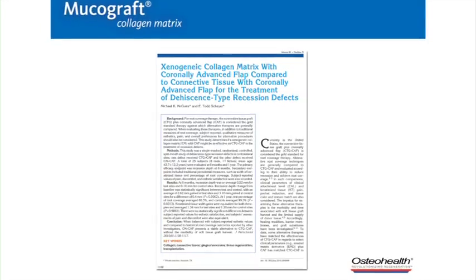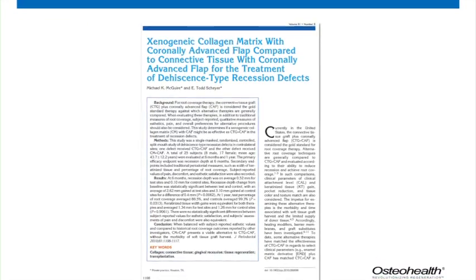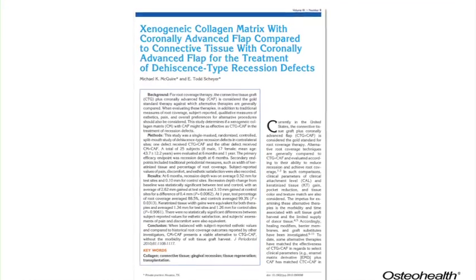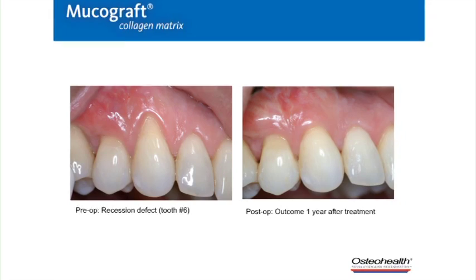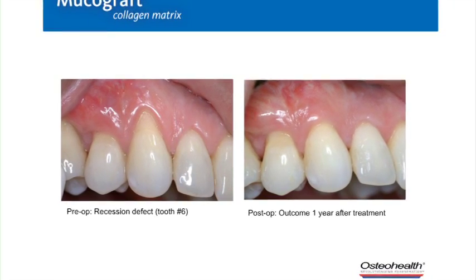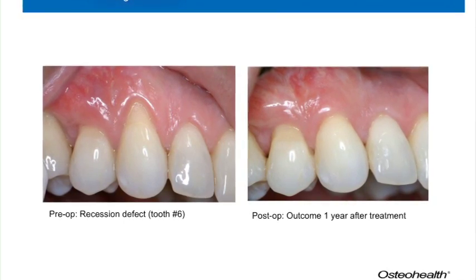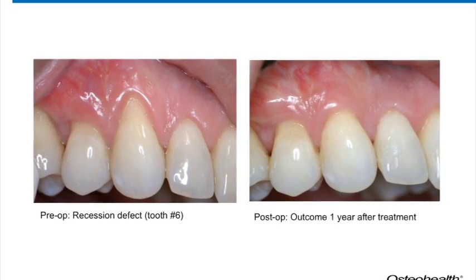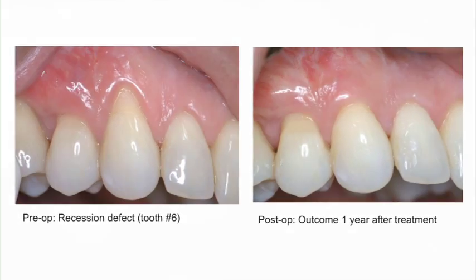A recent randomized controlled clinical study verified the effectiveness of Mucograft in treating gingival recession defects, comparing favorably to connective tissue grafts. Here we see a representative case using Mucograft to treat a substantial gingival recession defect. The procedure that follows will address in detail an innovative technique using Mucograft to treat similar recession defects.